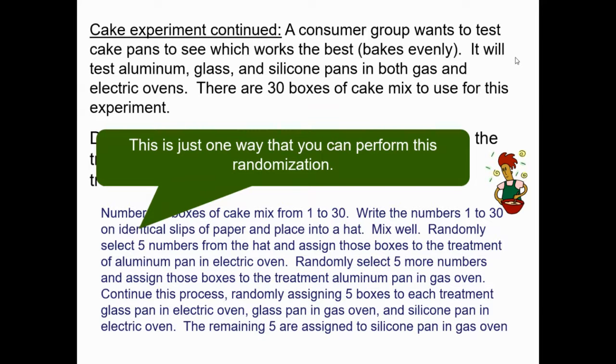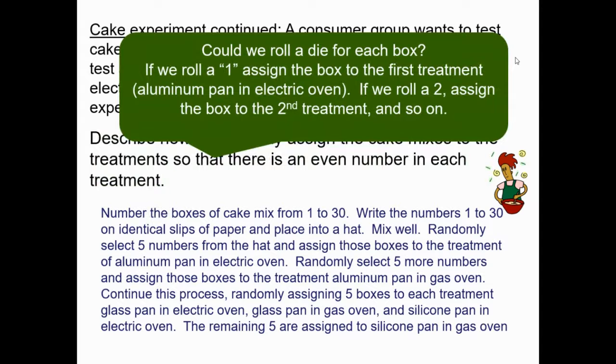This is just one of the ways that we could perform the experiment. So what about rolling a dice for each box? So if we roll a 1, we assign the box to the first treatment. We roll a 2, we assign it to the second treatment, and so on. Y'all think that would work? You could not get even numbers in each one.